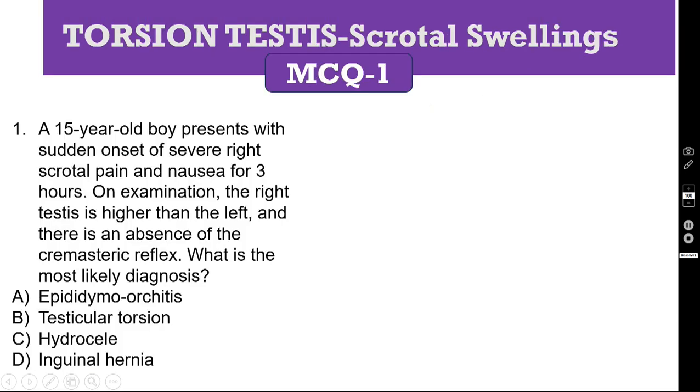Coming to MCQ number 1. A 15-year-old boy presents with sudden onset of severe right scrotal pain and nausea for 3 hours. On examination, the right testis is higher than the left and there is an absence of cremasteric reflex. What is the most likely diagnosis? A. Epididymoorchitis. B. Testicular torsion. C. Hydrocele. D. Inguinal hernia.